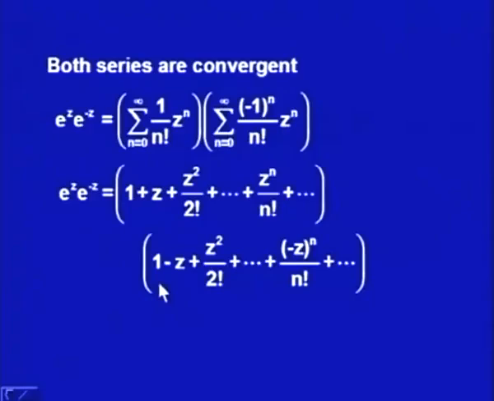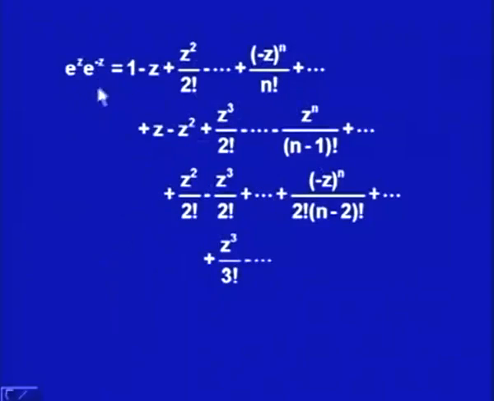If we multiply, then we collect various terms. So, we first multiply 1 by this series, plus z times this series, plus z square by factorial 2 times this series, and so on. This way we multiply the two series and then collect various terms. Proceeding in this manner, this is the first term, then z is multiplied by the second series.